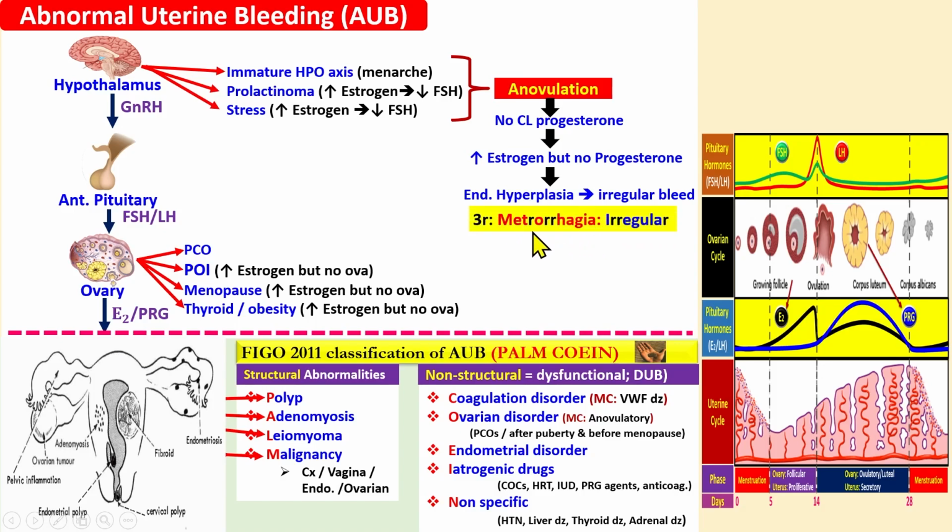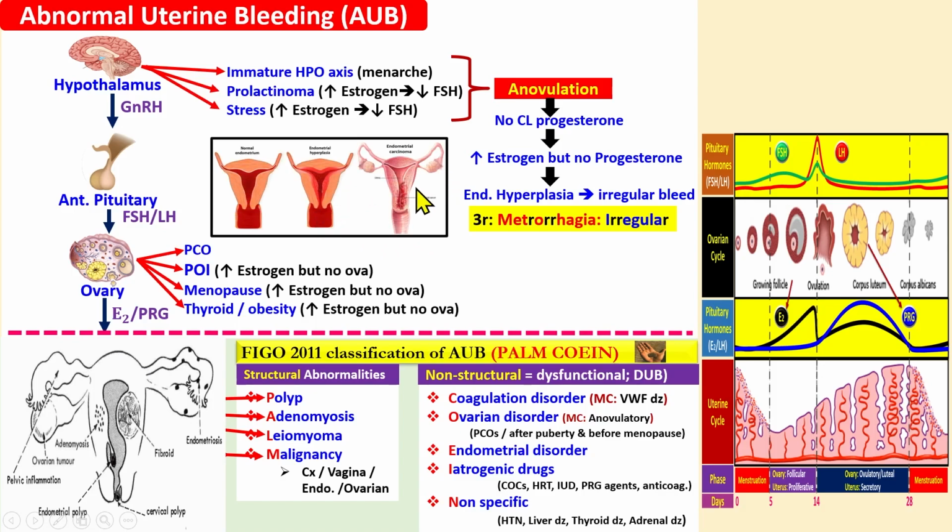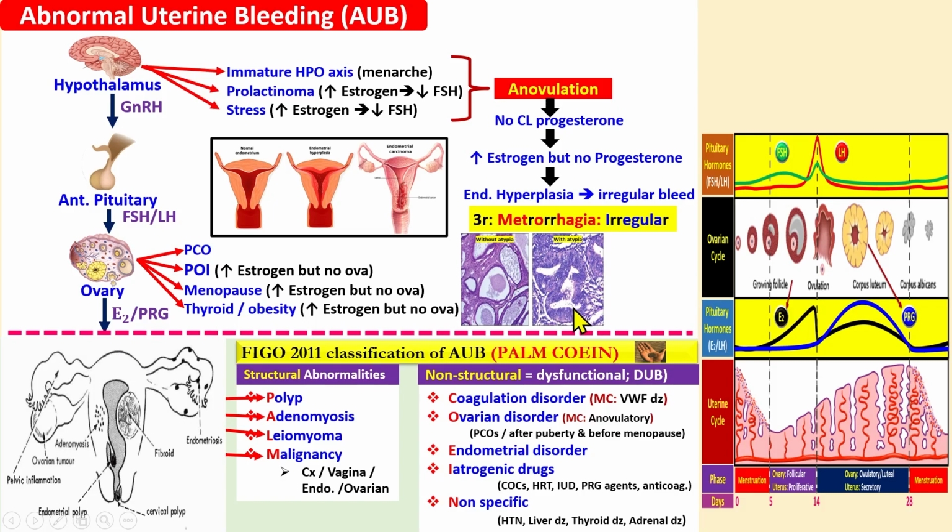Okay, 3R. But endometrial hyperplasia is an alarming sign, because if it continues, it can lead to endometrial carcinoma. In the initial stage it is without atypia, then you will see atypia, nuclear atypia. Without atypia means simply glands are increasing, cysts are increasing. But with atypia, the nuclear changes have started, and eventually it leads to endometrial carcinoma.